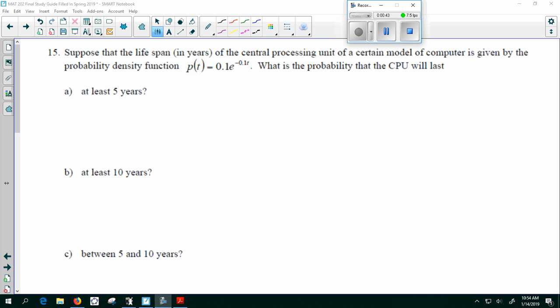So at least 5 years, that's 5 years or more. So that means 5 years to infinity years. What's the probability that the CPU will last between 5 years and infinity years? So we just integrate the PDF function 0.1 e to the negative 0.1 t from 5 to infinity dt.